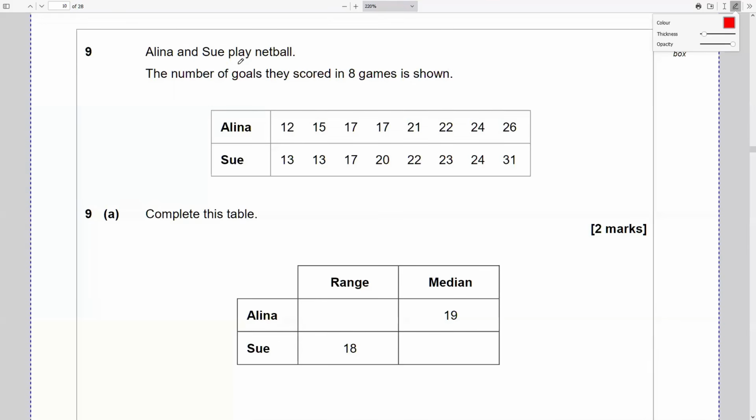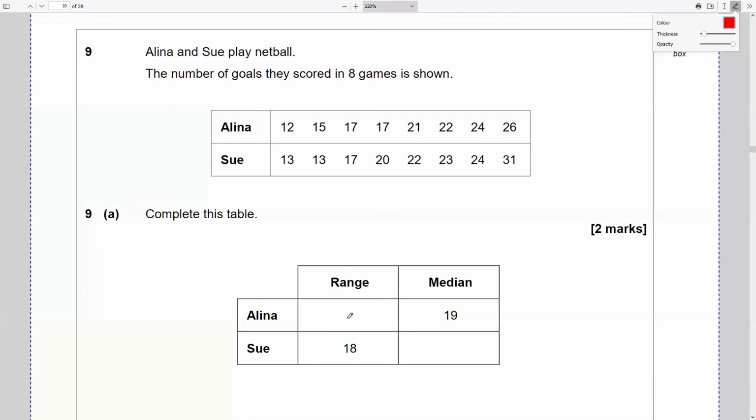Alina and Sue play netball. The number of goals they scored in 8 games is shown. Here's Alina's: 12, 15, 17, 17, 21, 22, 24, and 26. And Sue is 13, 13, 17, 20, 22, 23, 24, and 31. Complete the table. Okay, we've got to work out the range.